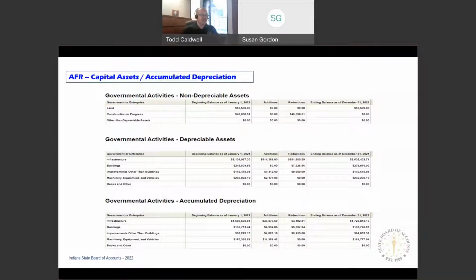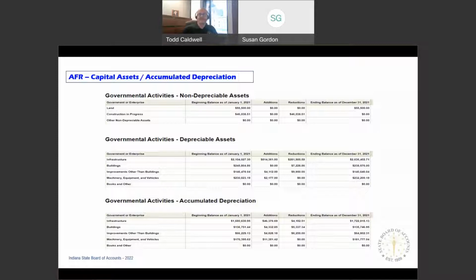Then in the additions column, that's going to be the depreciation for 2021. So if you look in the machinery, equipment, and vehicles, they had $11,381.42 of depreciation in 2021 on all of their equipment. So that's why that's shown as an addition. I've had some questions come in about they thought the depreciation would be a reduction, and you're accumulating your depreciation over the year, so that's going to build up. As long as you have that asset, it's going to increase. So that's why it's an addition, $11,381.42.